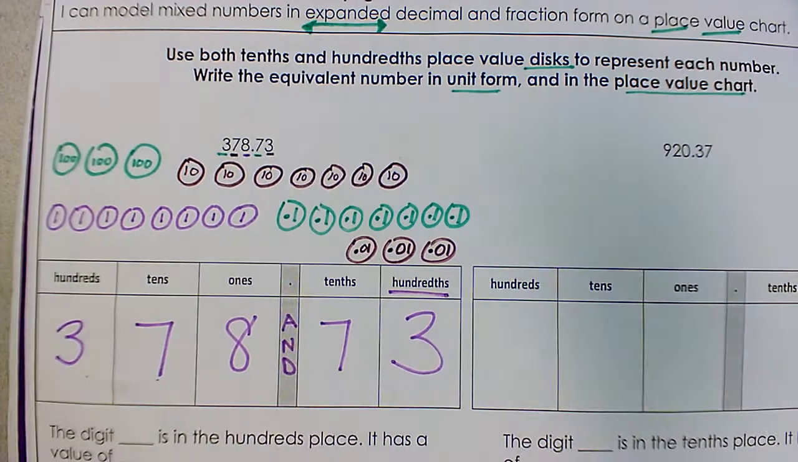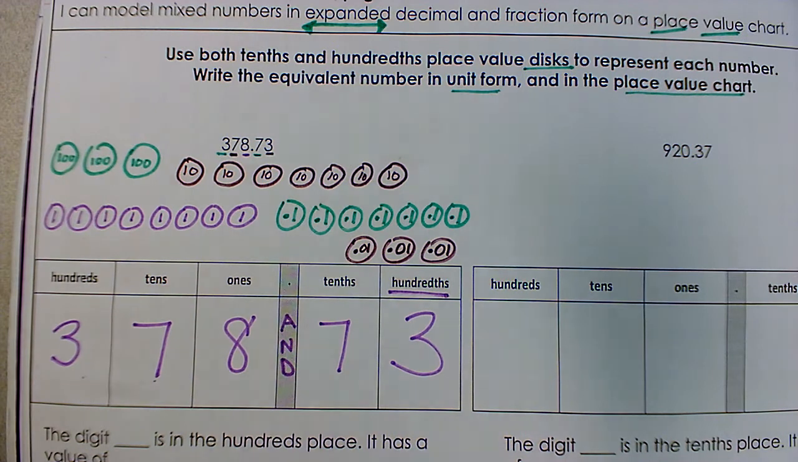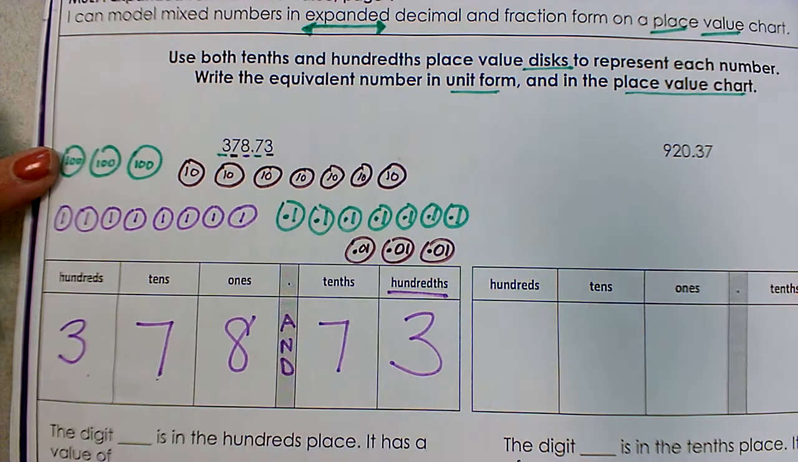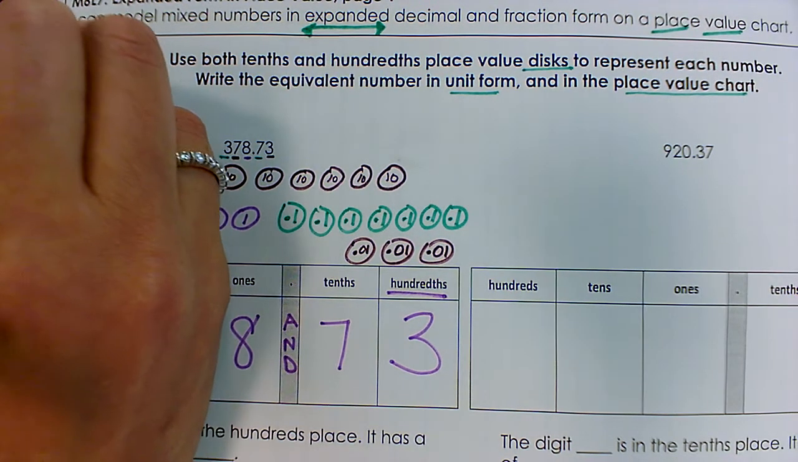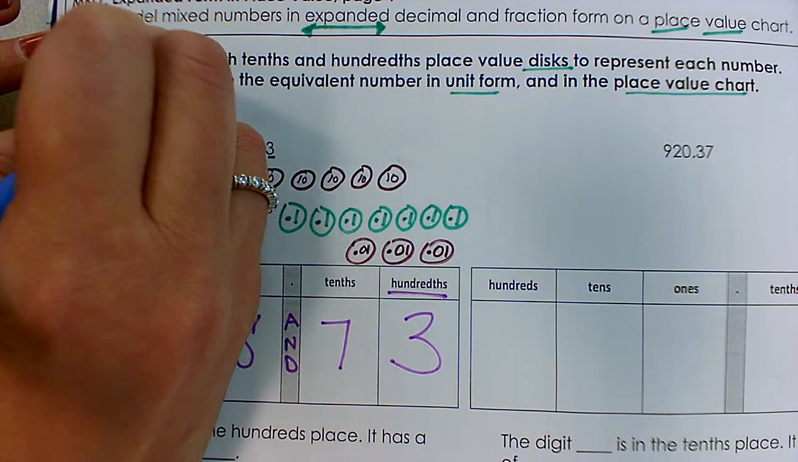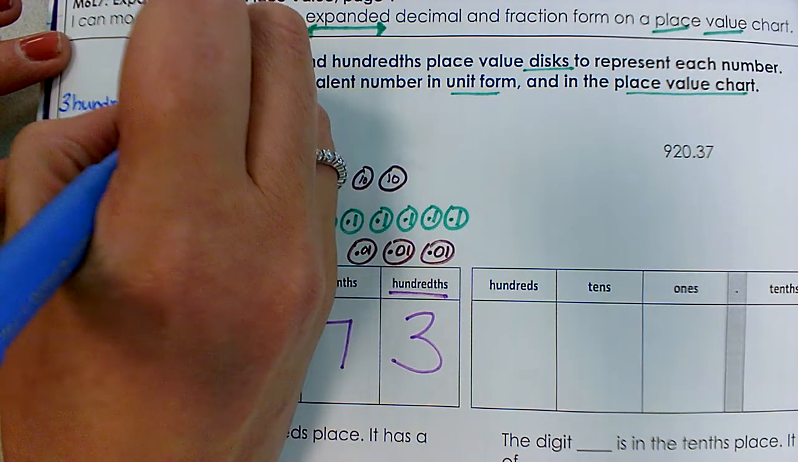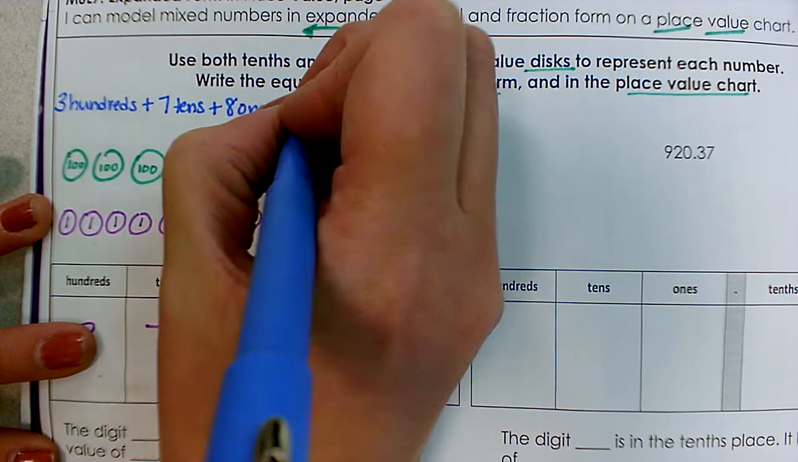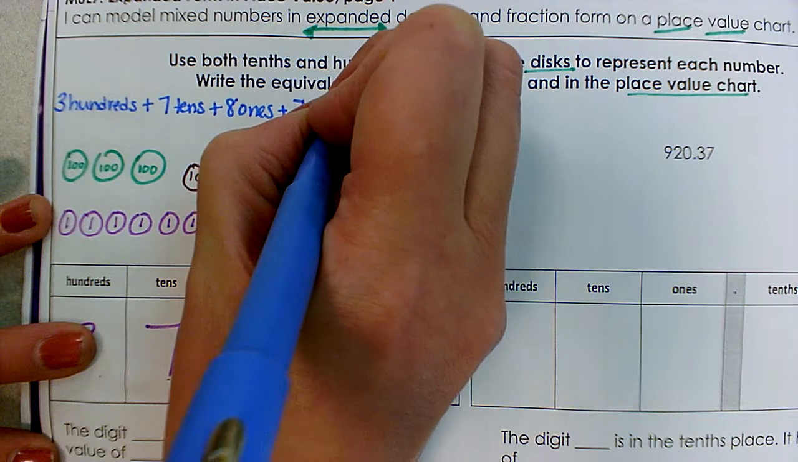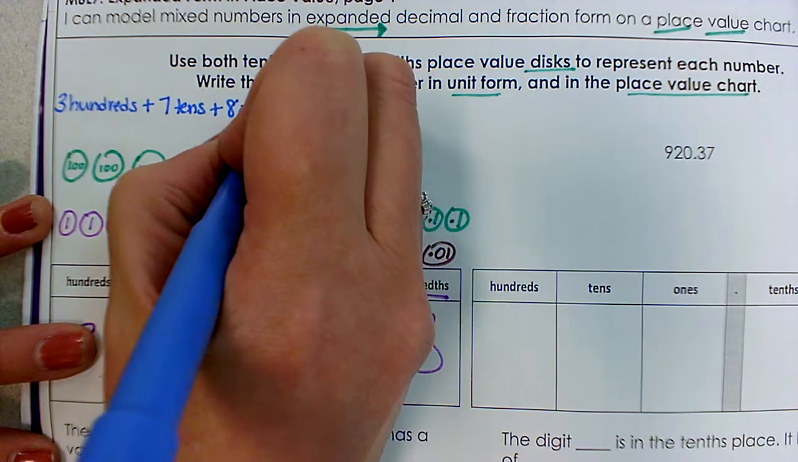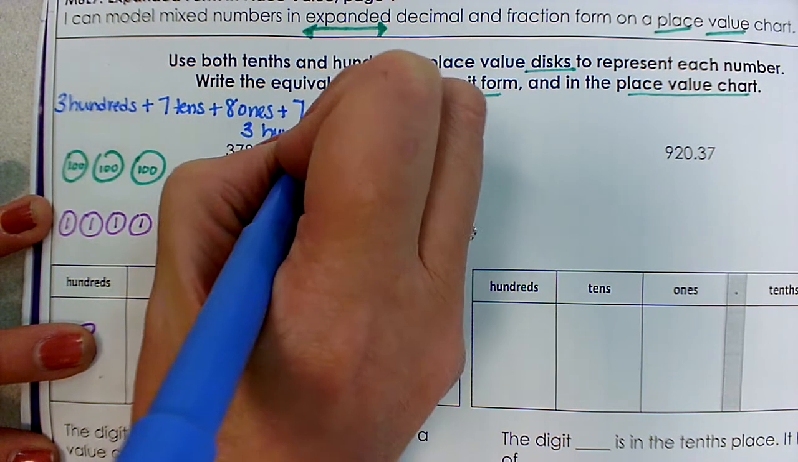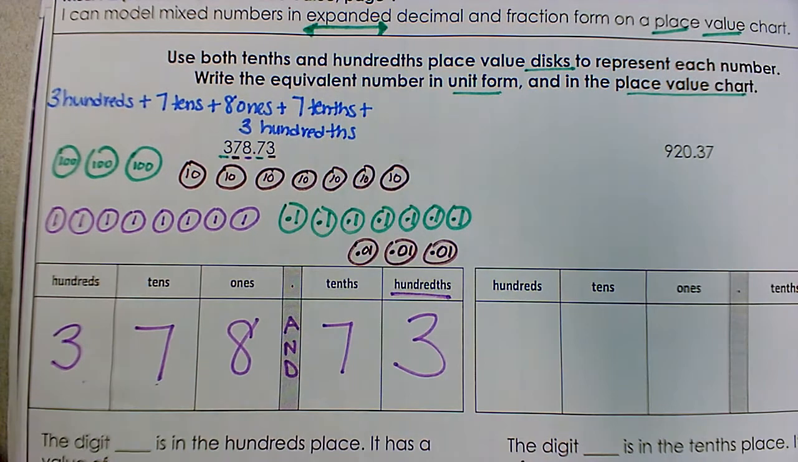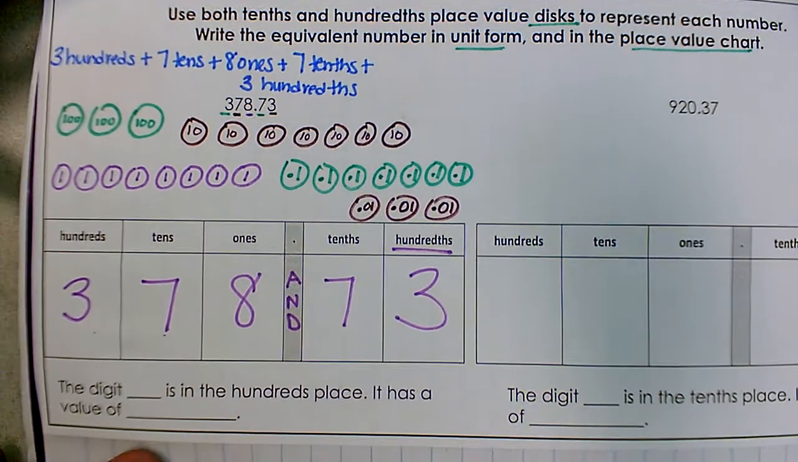And I'm going to write it big in my decimal place because that's how I read it. 73 hundredths. Now the last thing that we needed to do was write this in unit form. And remember, unit form gives me the number and the word. And so I'm going to say it out loud to help me. And it looks like this. 3 hundreds plus 7 tens plus 8 ones, we're adding them all together, plus 7 tenths, plus 3 hundredths. And I'm writing it all out. Your hand's going to be busy today, fourth graders.